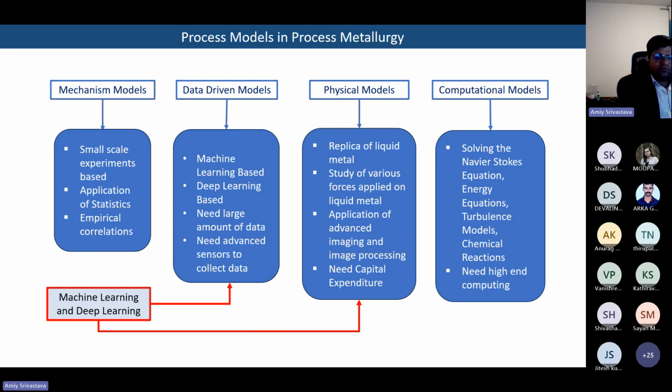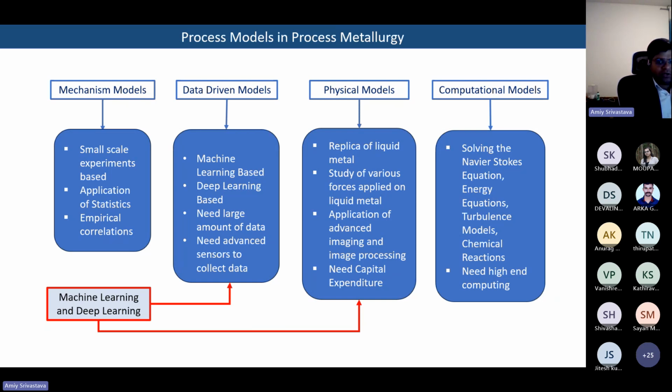So process metallurgists have some tools, and they can use those tools to identify whether the process is under control or out of control. If the process is out of control, the process metallurgist has a responsibility to make that process under control once again, so that they are not producing more and more defective material. So what are those tools? Those tools are basically models. Different types of models can be used to assess a process.